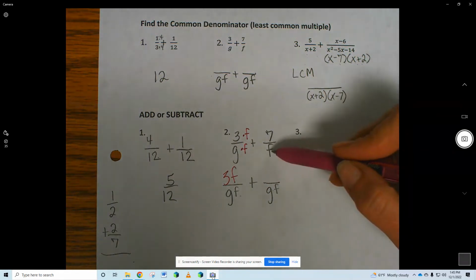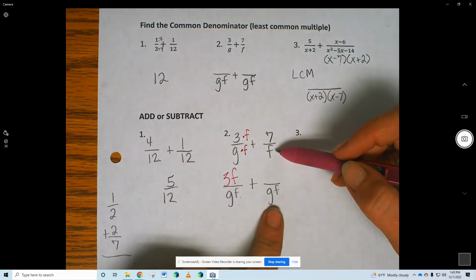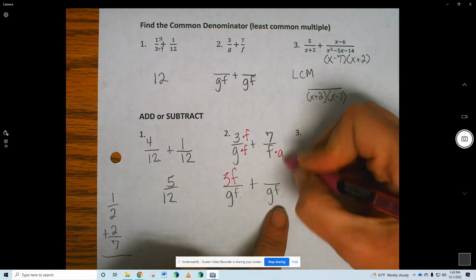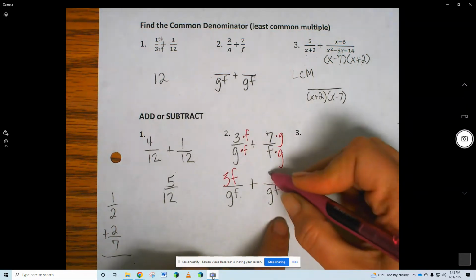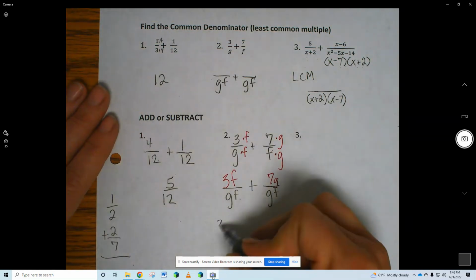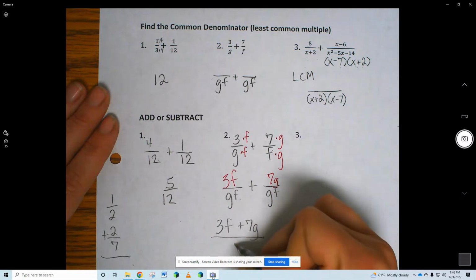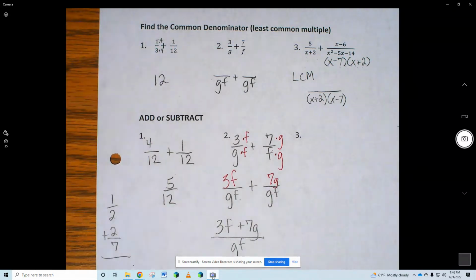All right, now F becomes GF. So what did I multiply F by to get GF? So 7G. Since the numerators are not like terms, I cannot combine them. 3F plus 7G just stays separate, all over GF. That would be my final answer.